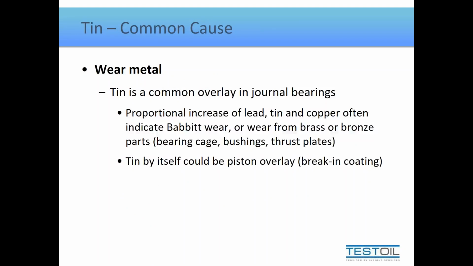Tin, as we've already covered, is generally part of the Babbitt material. So tin tends to occur with the lead. As we see other metals like copper appear, that indicates a lower level of the Babbitt bearing kicking in. If you see tin absolutely by itself, particularly on a new component, sometimes it's used as a bit of an overlay, and it has been known to be used in piston overlays. So those using engines might see tin just on the first few samples, and then it levels off, and after an oil change goes away.